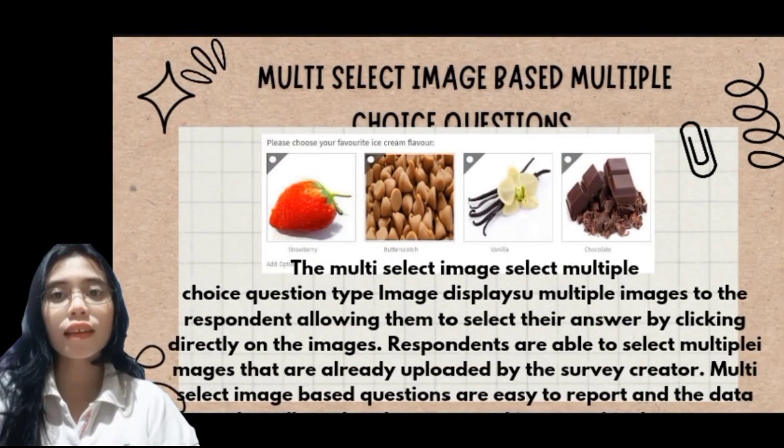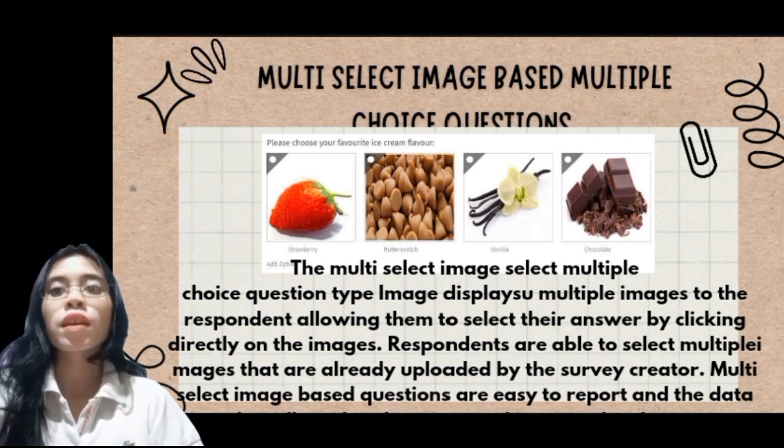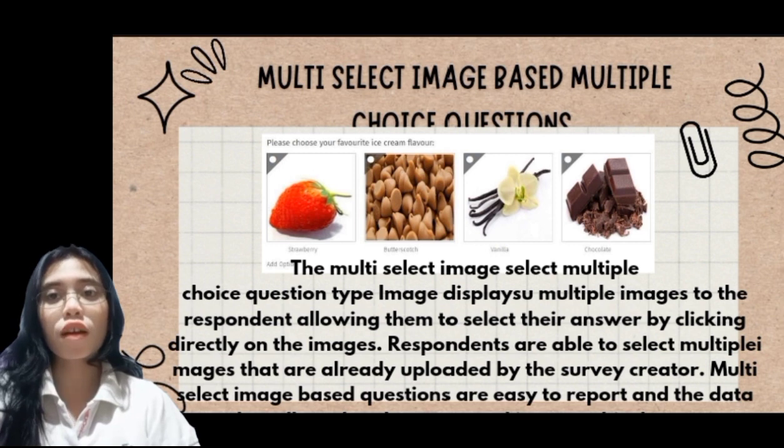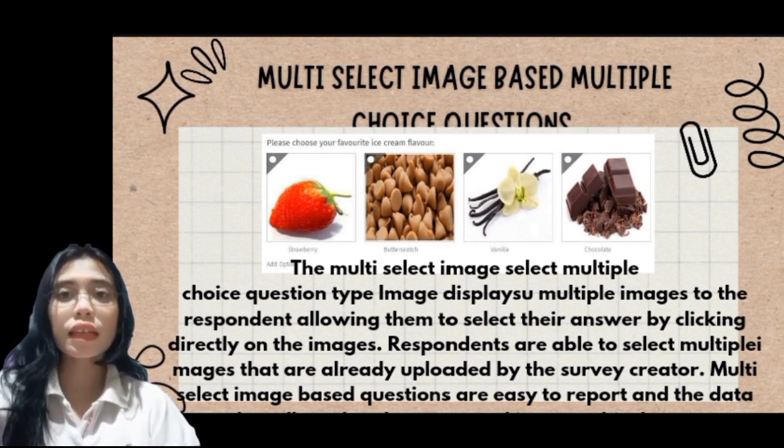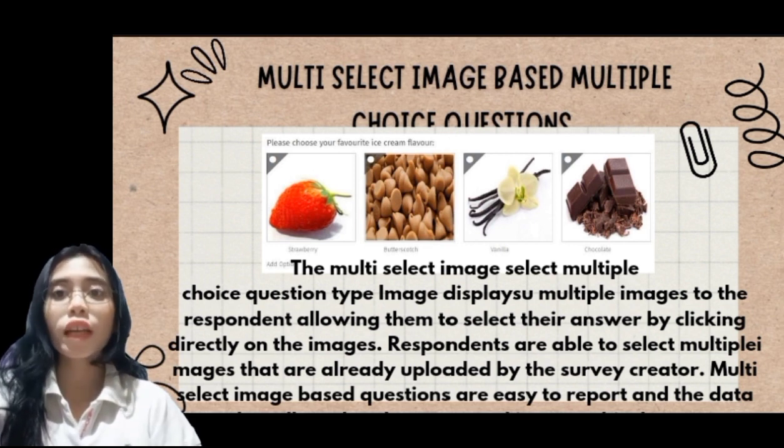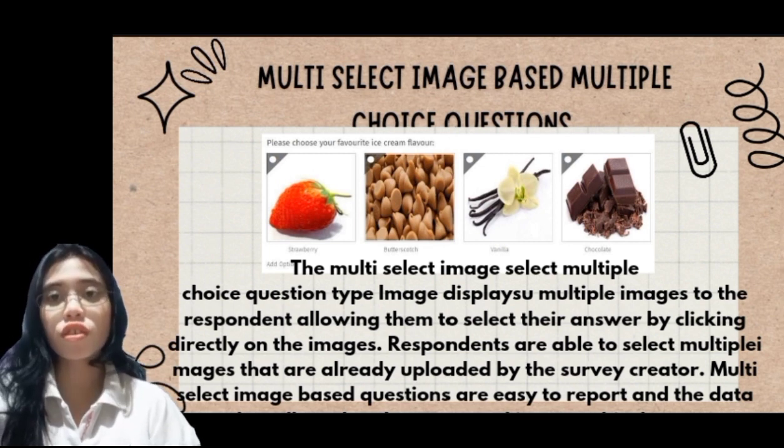Next is multi-select image-based multiple choice question. The multi-select image multiple choice question type displays multiple images to the respondents, allowing them to select their answer by clicking directly on the image. Respondents are able to select multiple images that are already uploaded by the survey creator. Multi-select image-based questions are easy to report, and the data can be collected and presented in a graphical manner.